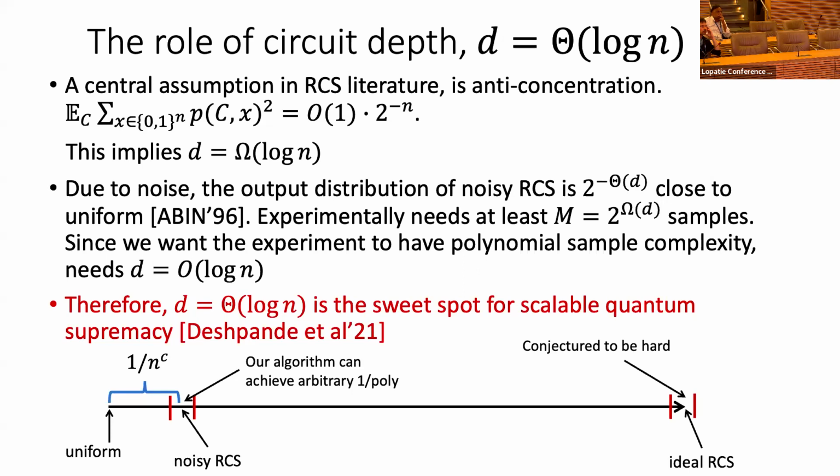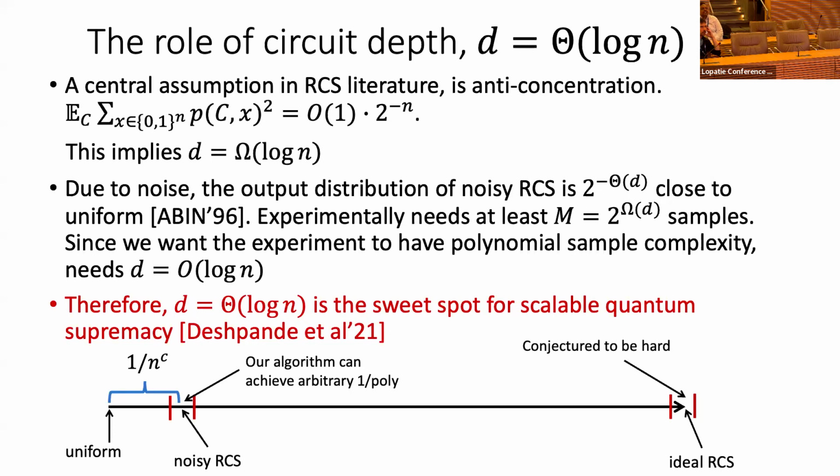So if you do want to separate between uniform and this slightly-far-from-uniform distribution, then by what I said before, you need at least to be sensitive to 1 over 2 to the D total variation distance, which means you need 2 to the D samples. If you want the number of samples to be polynomial, you need D to be at most logarithmic. Okay, so that's the upper bound.